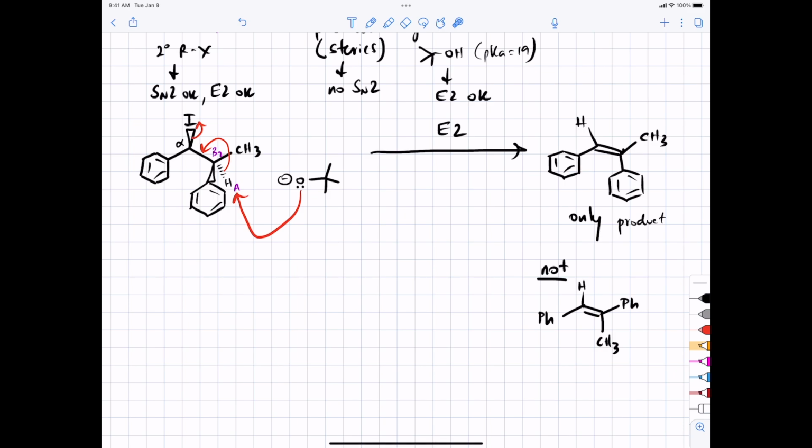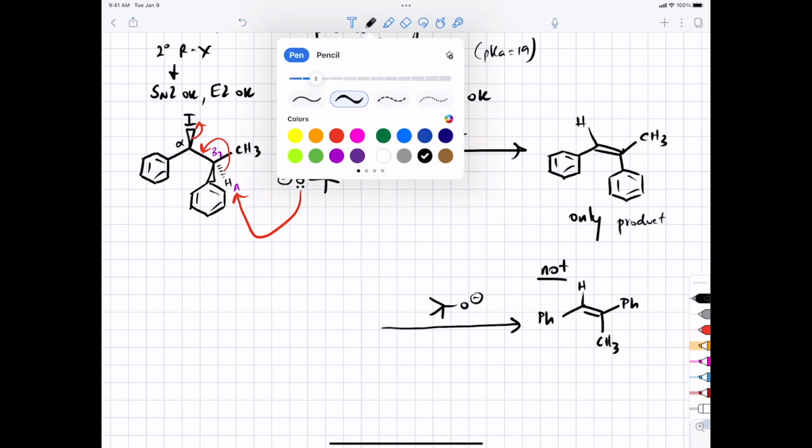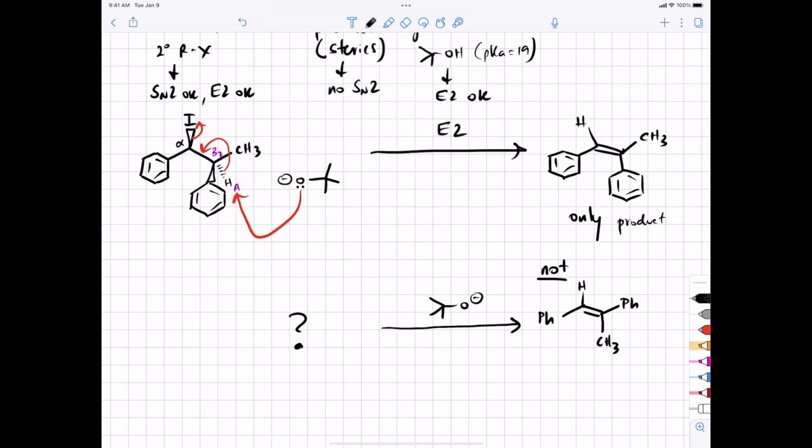Now, as an exercise, it would be interesting for you to ask, what if I wanted to get that product where the phenyl groups are trans to each other? What would the starting material have had to be? See if you can figure out what the structure of the starting material would have to be in order to get you the E stereoisomer instead of the Z stereoisomer.